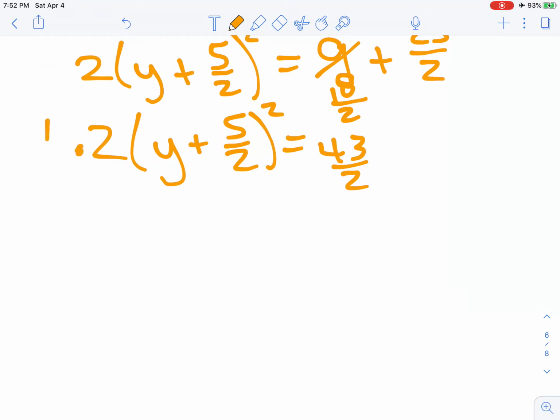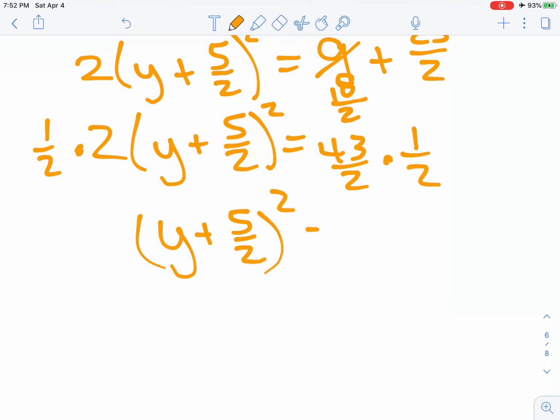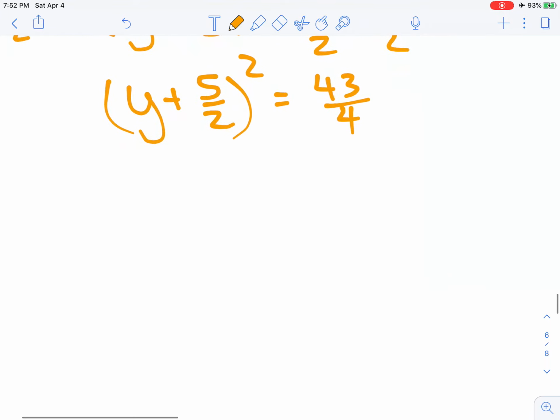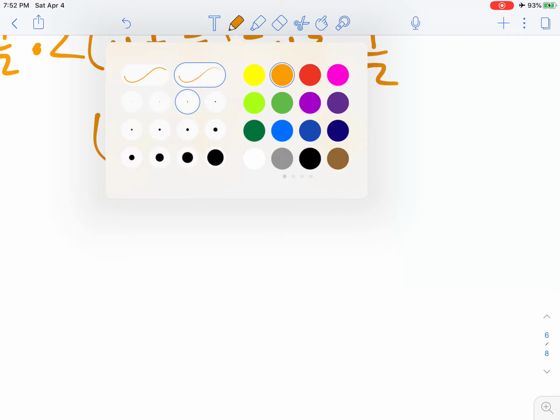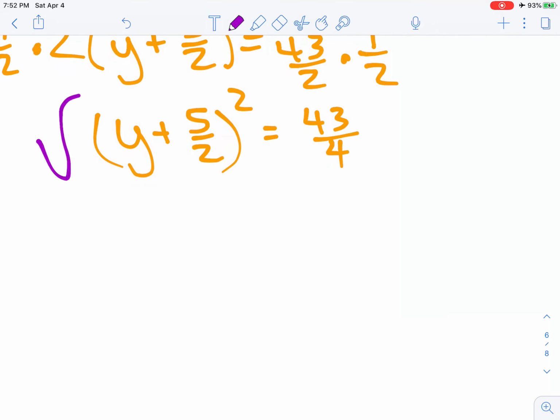So I'm going to divide or multiply both sides by 1/2. I picked a hard one for, well, it's not really actually even hard. It's just it's fractions and you guys hate fractions. I take the square root.